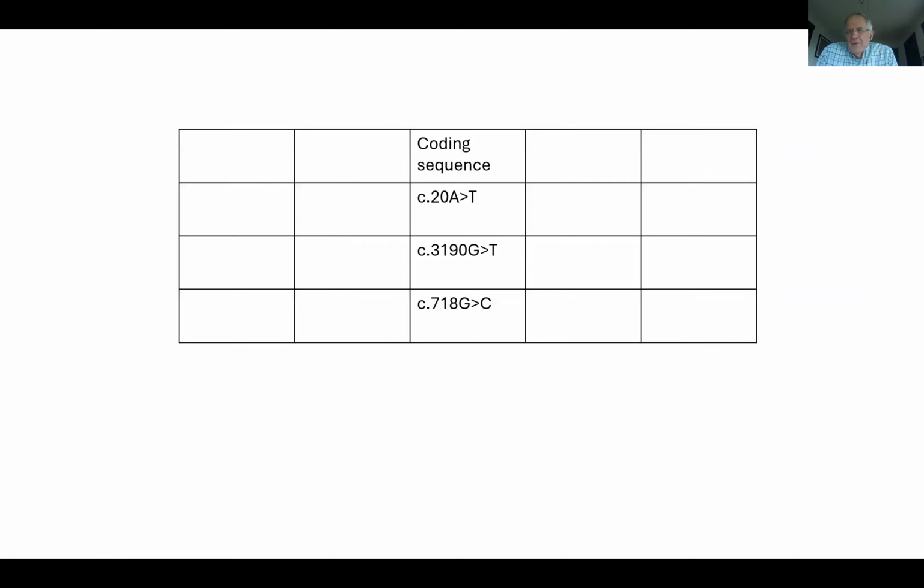So one of the things to notice is that in order to really identify where things are, you have to have a fair amount of information. So this is the coding sequence change in something. Okay. C.20 A to T, C.3190 G to T, then C.718 G to C.